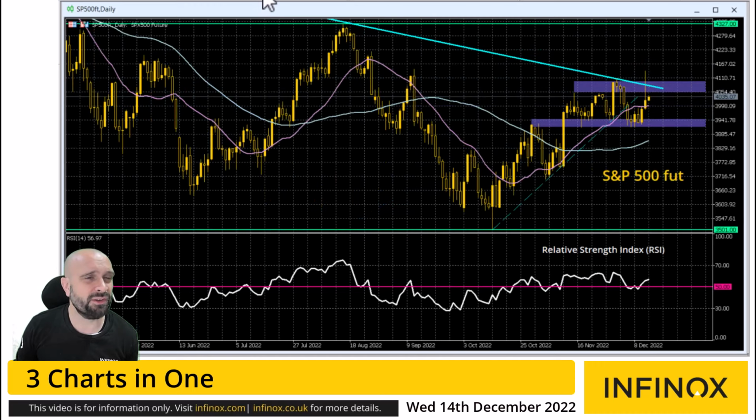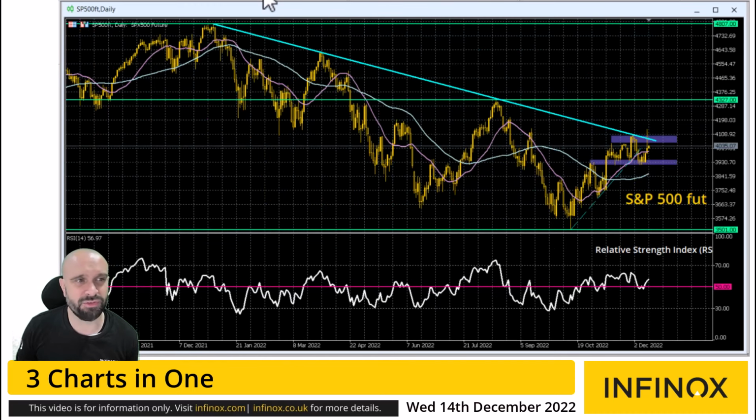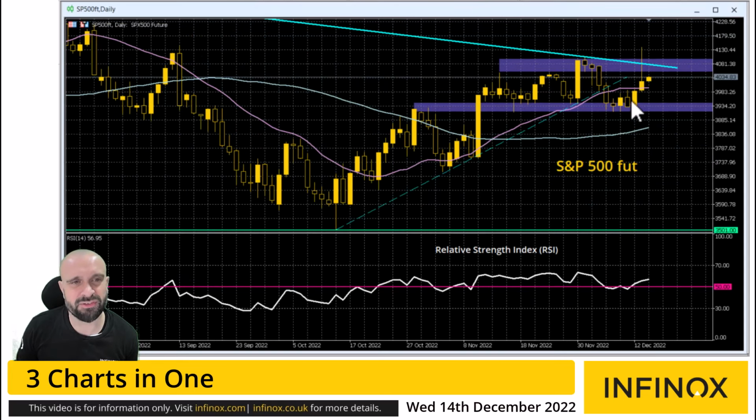And the breakout also above the downtrend. And this is a big downtrend. Now, you look at the Dow futures, for example. The Dow futures have completely cleared that equivalent downtrend and are looking positive. But S&P futures, just a bit disappointing, really, yesterday. I think we need to just play this a little bit cautiously.